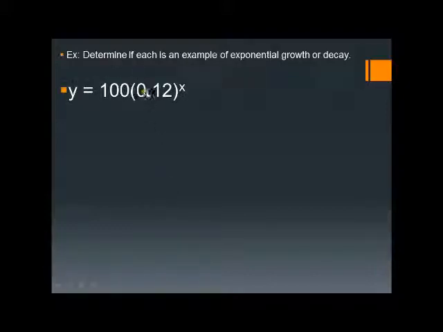So 100 times 0.12 to the x power. This is our initial value. We're starting at 100. This is our base, 0.12. Well, 0.12 is less than 1. I'll just talk about it. But anyway, 0.12 is less than 1. So that is a decay. That's supposed to be a D for decay. So that's going to get smaller and smaller and smaller.